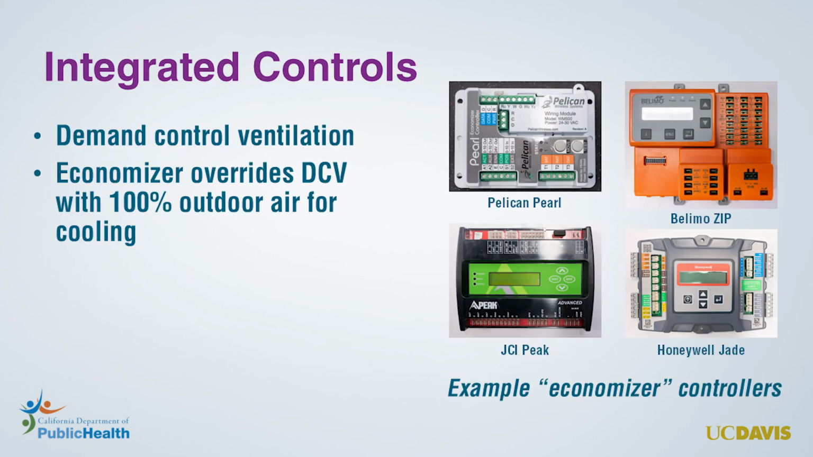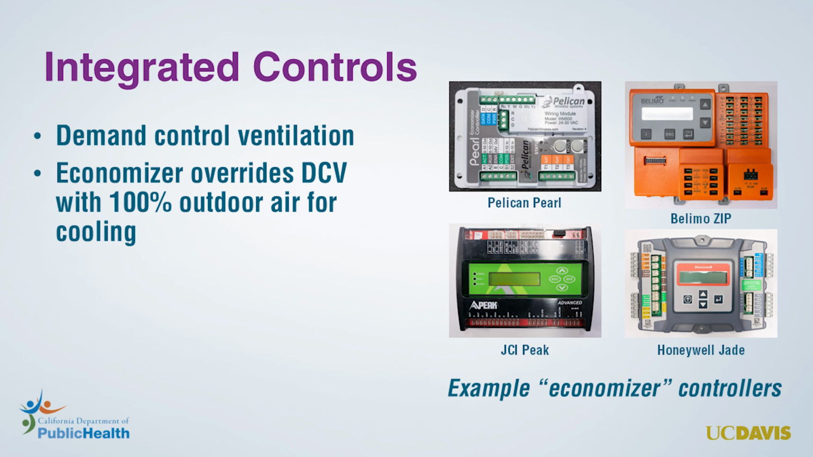DCV and economizer controls can be integrated and work together to regulate the ventilation rate in a building. Typically, the system operates in DCV mode. However, during cold weather when cooling is needed, the economizer takes precedence and temporarily opens the outdoor air damper up to 100%. Once the cooling demand subsides, the system returns to DCV mode.